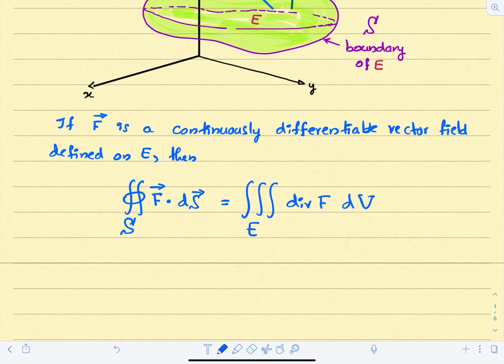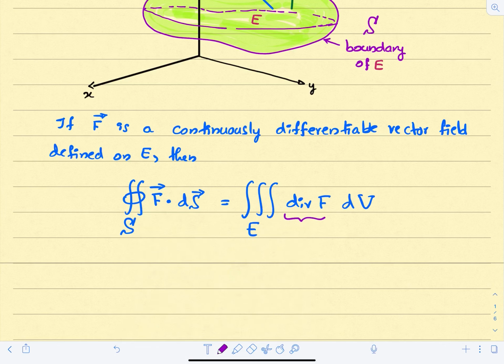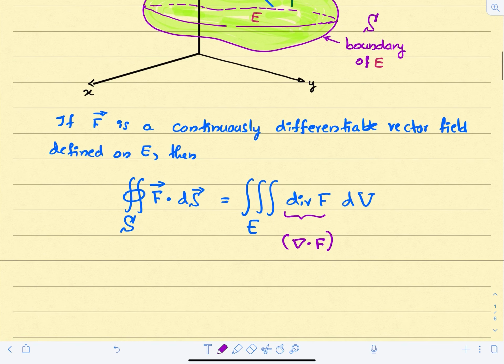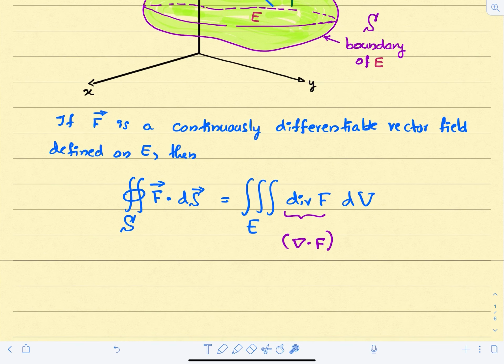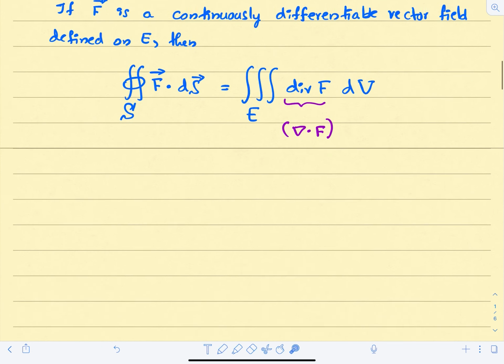And we know that the divergence of F equals gradient dot F. And so this is the way we define the divergence theorem. So basically this flux integral over the closed surface S equals the triple integral of the divergence of the vector field F. So this is the way we define the divergence theorem.